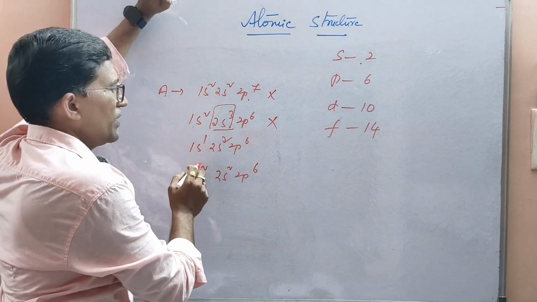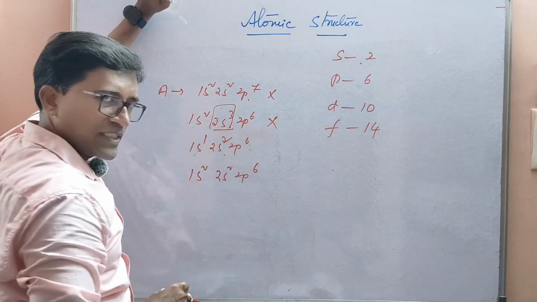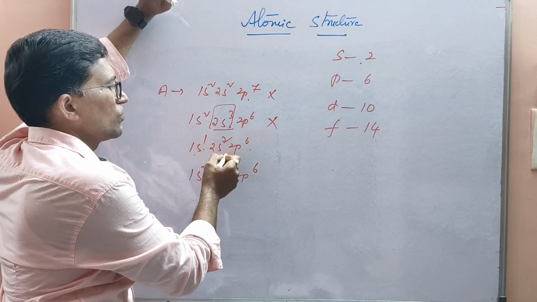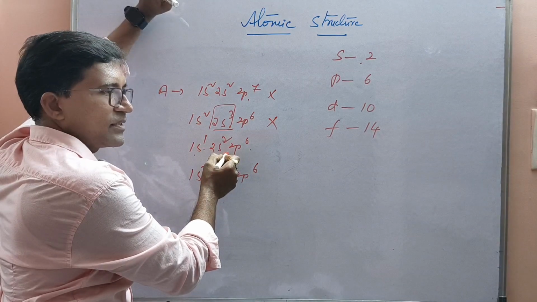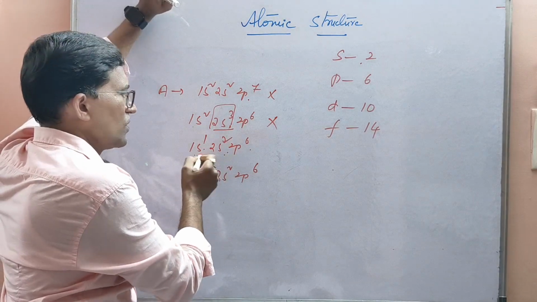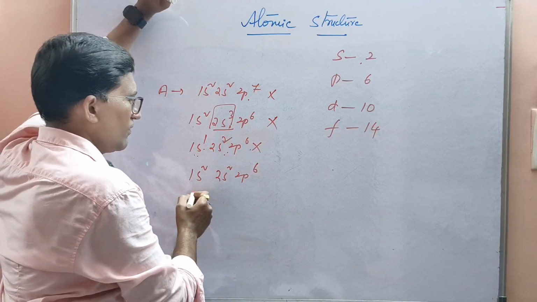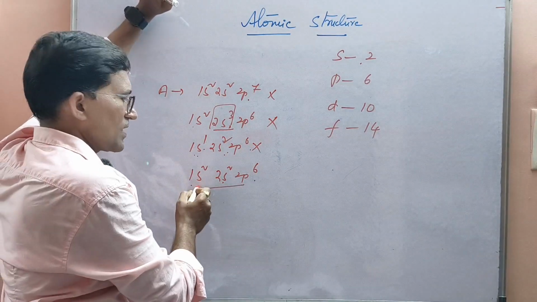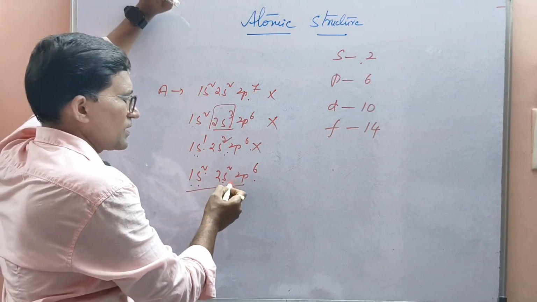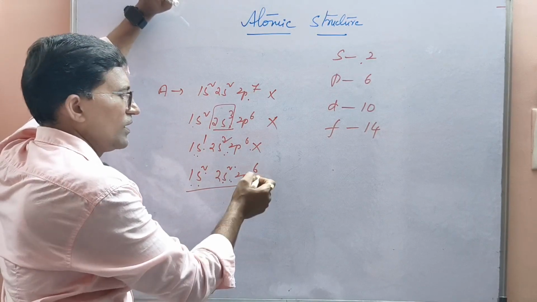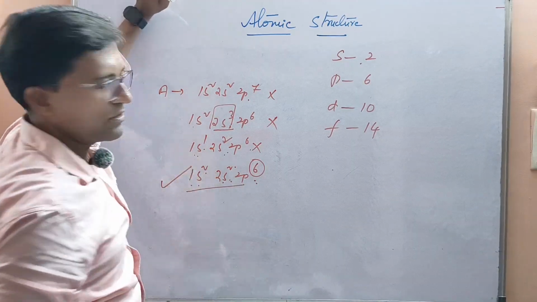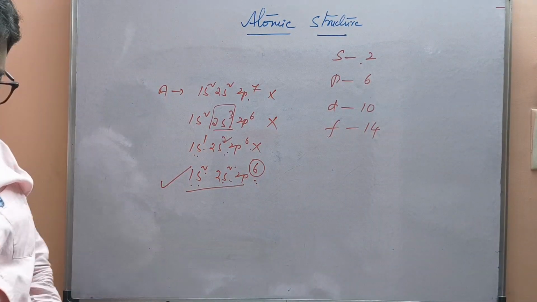And the next configuration is 1s1, 2s2, 2p6. Without filling 1s completely, how will it go to 2s2 directly? It is never possible in this case. So this is also wrong. And the fourth one, D, is 1s2, 2s2, 2p6. 1s, s maximum 2, filled completely. 2s, s maximum 2, completely filled. And p maximum 6, completely filled. Hence D is the right option for that particular bit part.